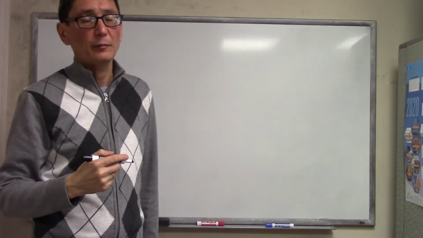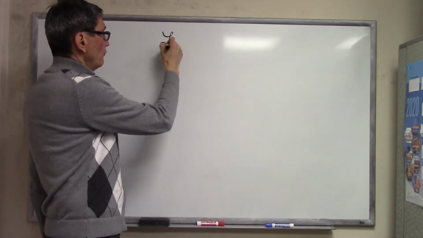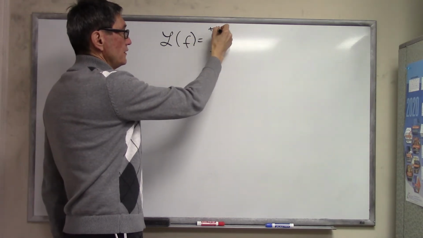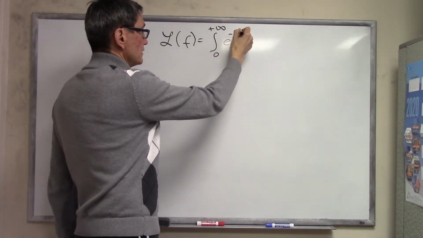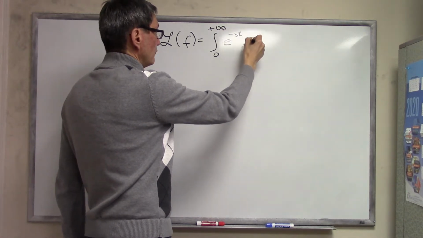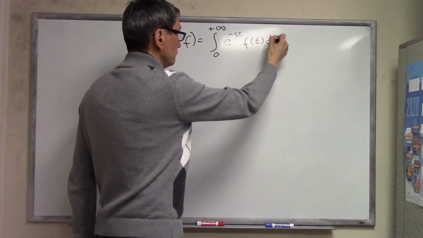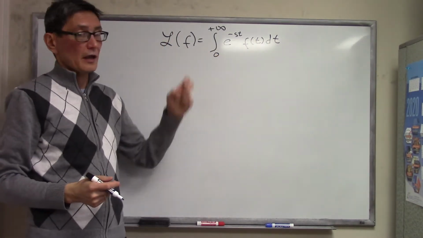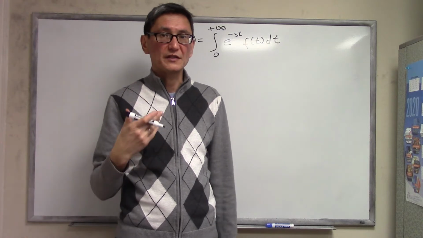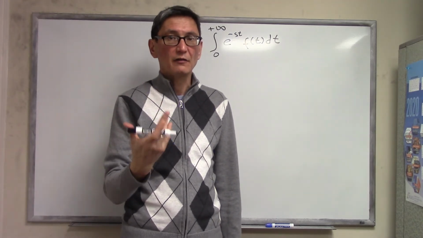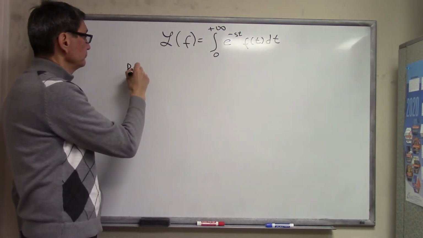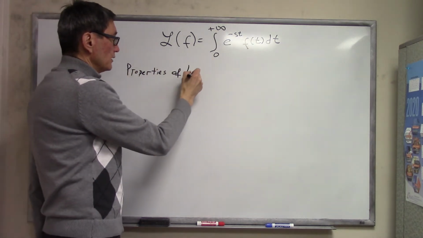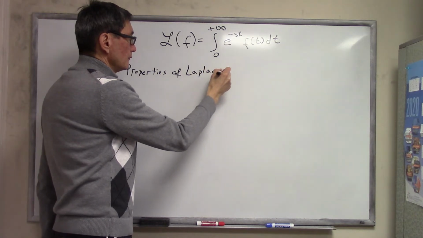If we recall the definition of Laplace transform of function f equals the integral from 0 to plus infinity of e to the negative st times f of t dt. Because of the definition of Laplace transform, it has a lot of properties which are similar to the properties of integral. For example, the properties of Laplace transform.